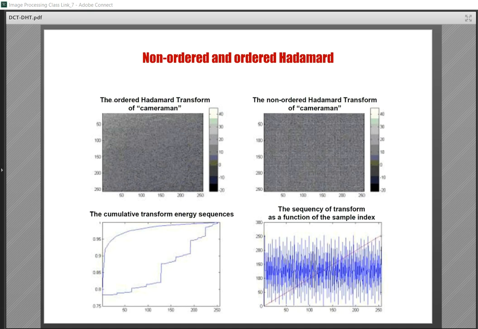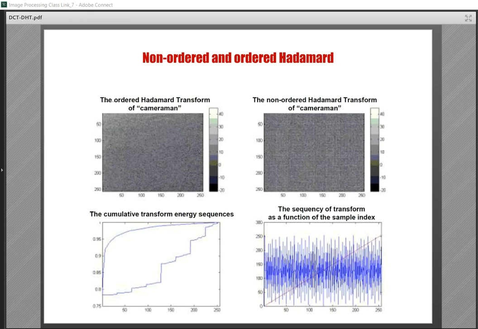Okay, you see here, this one is for the ordered Hadamard transform, and this one is for the non-ordered Hadamard transform. Okay, you see that the ordered one is very much better.